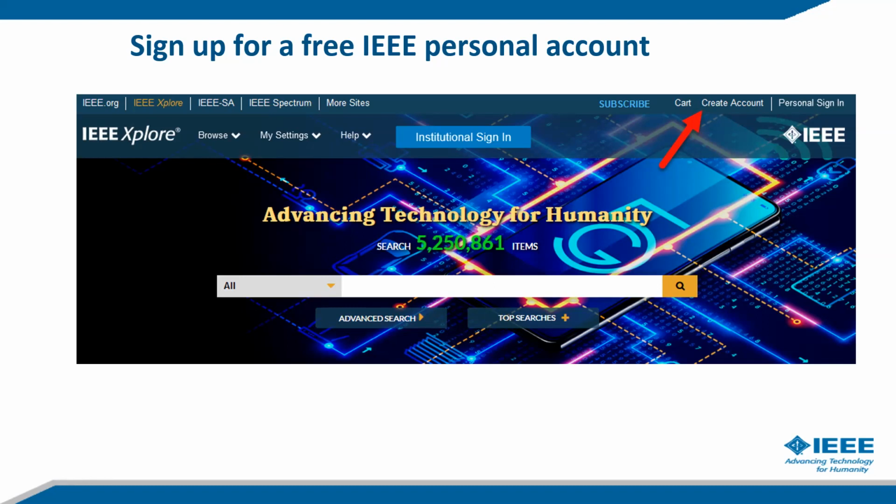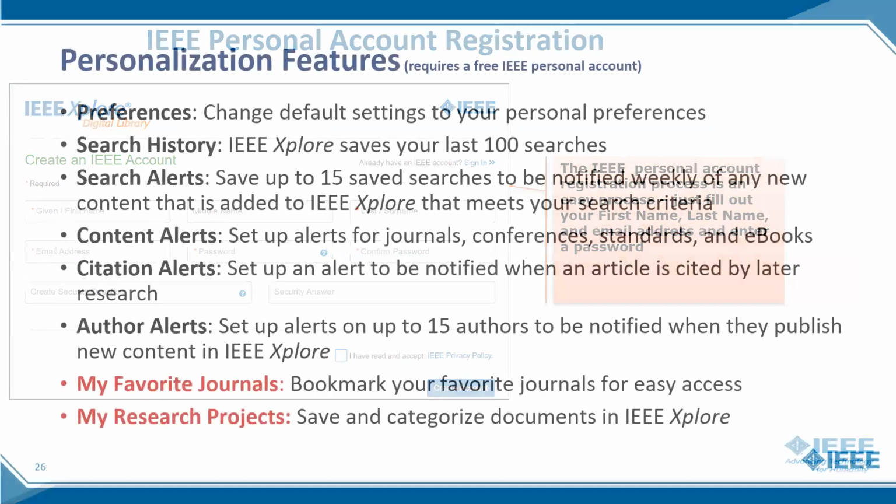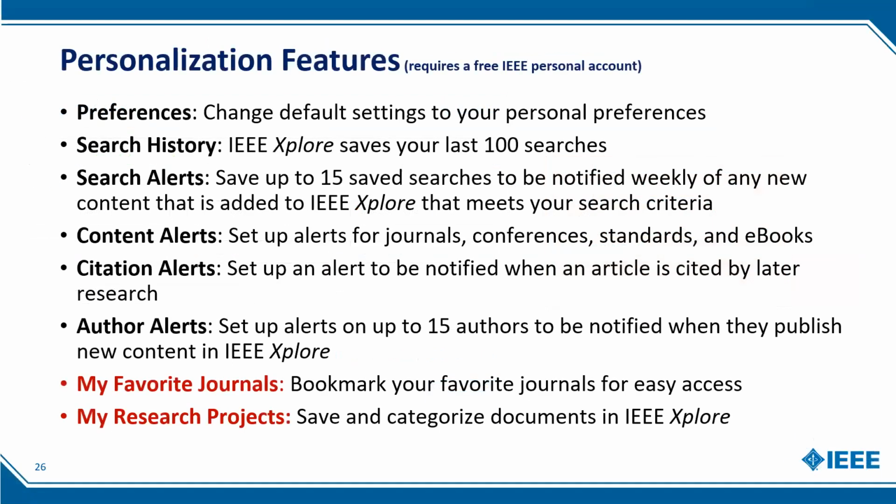Upper right-hand corner of the homepage of Xplore, create an account. And then you have one. So what does it give you? A free IEEE personal account that you've created in the upper right-hand corner of the homepage of Xplore allows you to set preferences, change the default settings to your personal preferences, how you like to search and how you like the search results displayed.